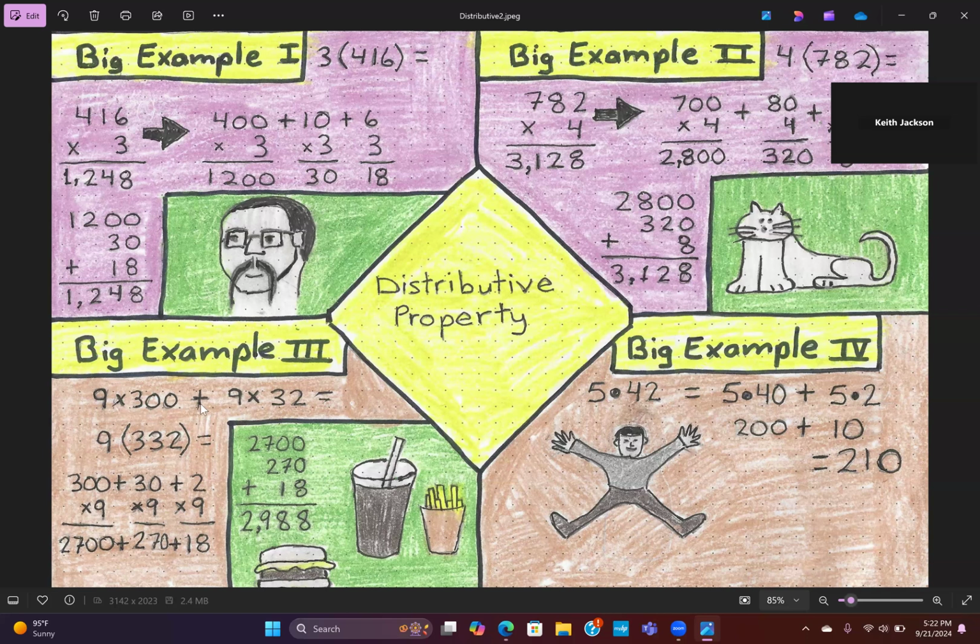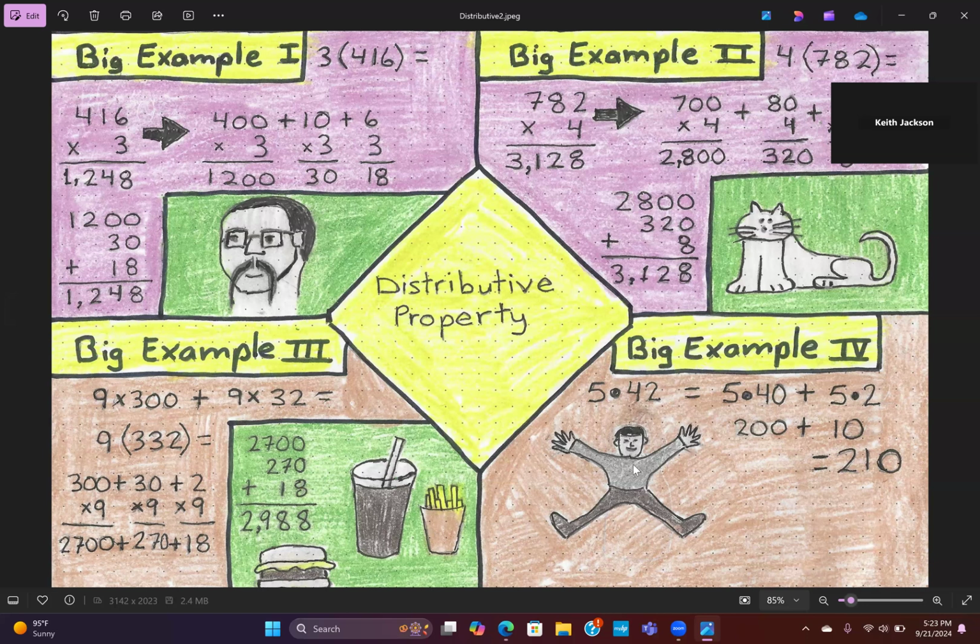Now let's move on to big example 3, in which we have 9 times 332. We can say 9 times 300 plus 9 times 32. Yeah, that's easy to do. But we can also break apart the 332 into more bite-sized pieces that will help us do the calculations a whole lot easier. We can say that 332 is equal to 300 plus 30 plus 2. We just multiply the 9 times those three numbers. The calculations are easier, because we know that 9 times 300 will give us 2,700, 9 times 30 will give us 270, and 9 times 2 will give us 18. Add those three numbers together, and we get 2,988. That makes us happy enough to buy a burger, fries, and a drink.